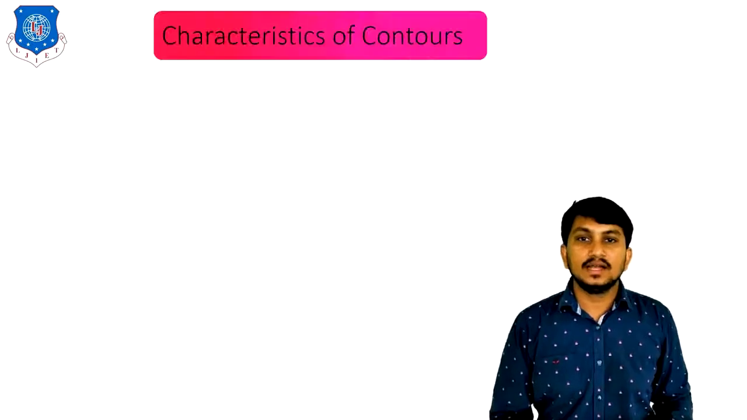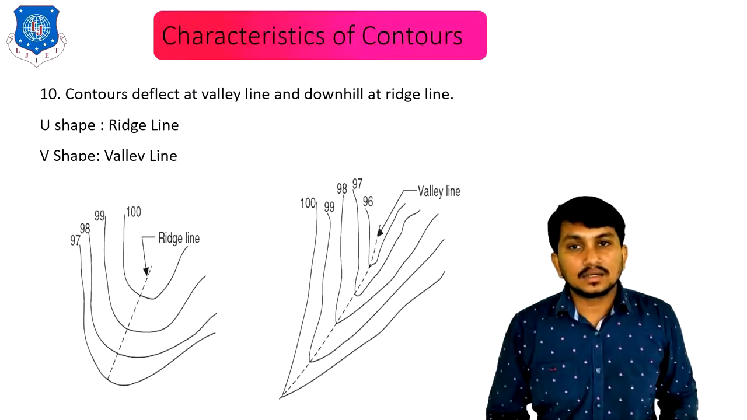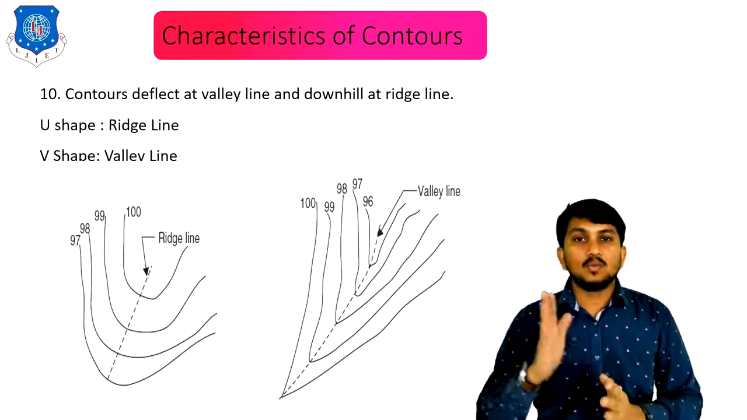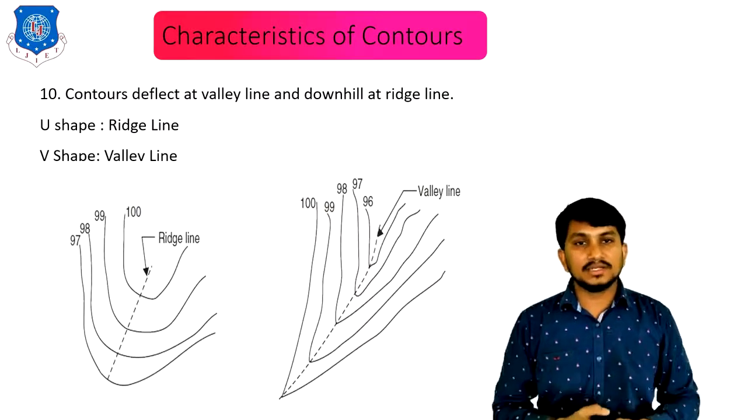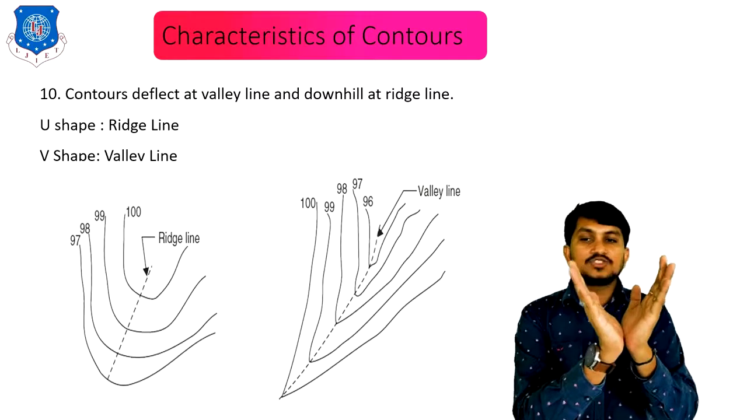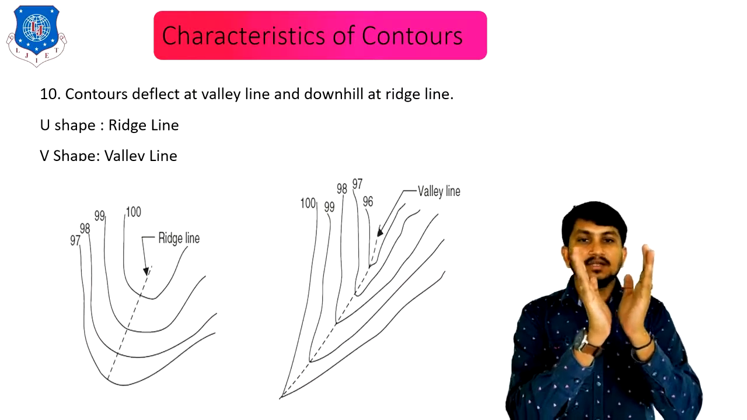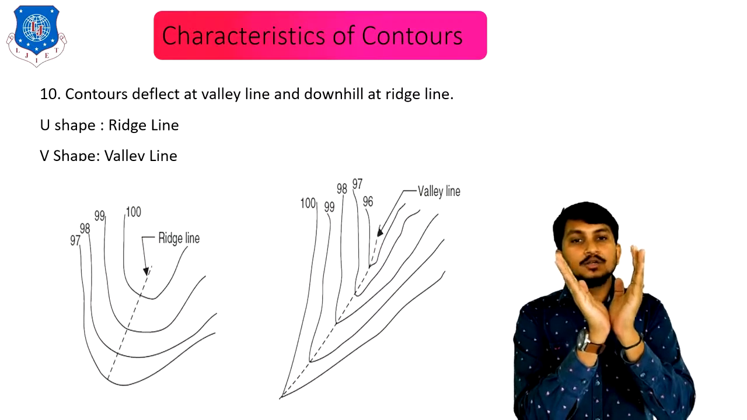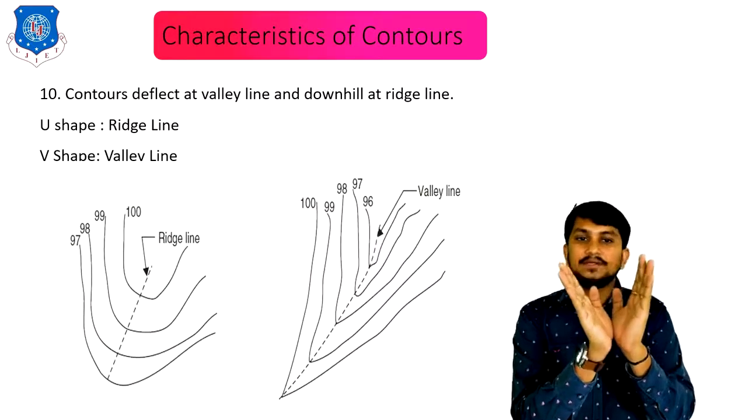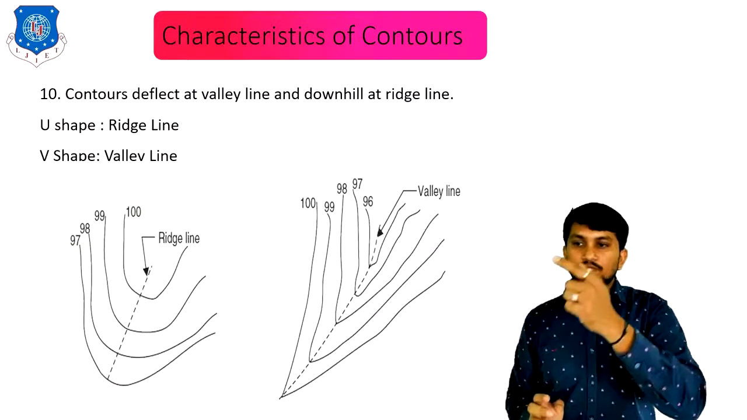And the last is contour lines deflect uphill at a valley line and downhill at a ridge line. So what is a valley line? You can clearly see this type of shape of valley is there. So this is the valley. If you draw the contour map of this valley, the contour lines are like this V shape.